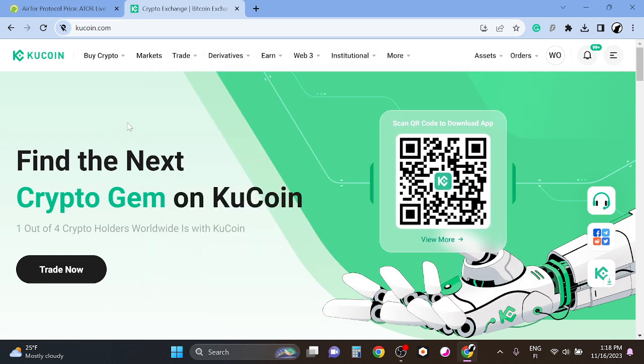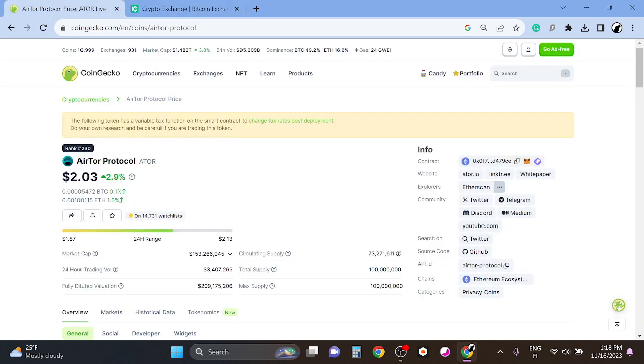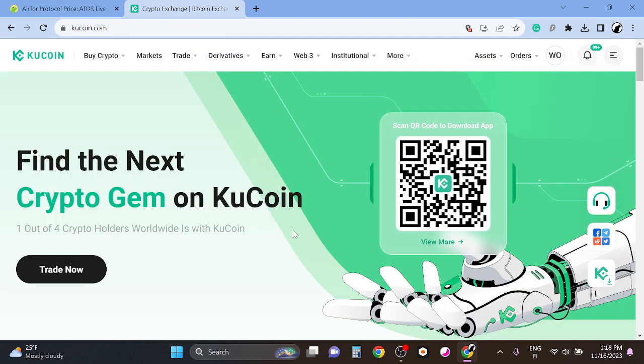But first you need to sign up on KuCoin. So KuCoin is, I think, the second best exchange. The first is Binance and then KuCoin. And in some cases KuCoin is even better because they list tokens like gems, like for example ATOR, super early, so you can get on a project super early.